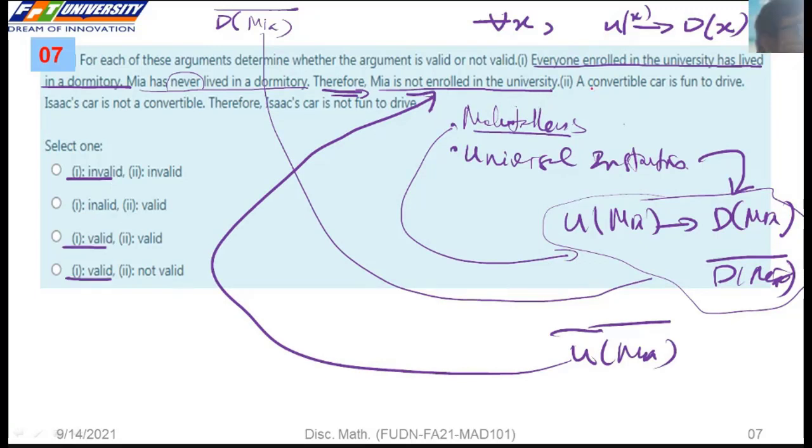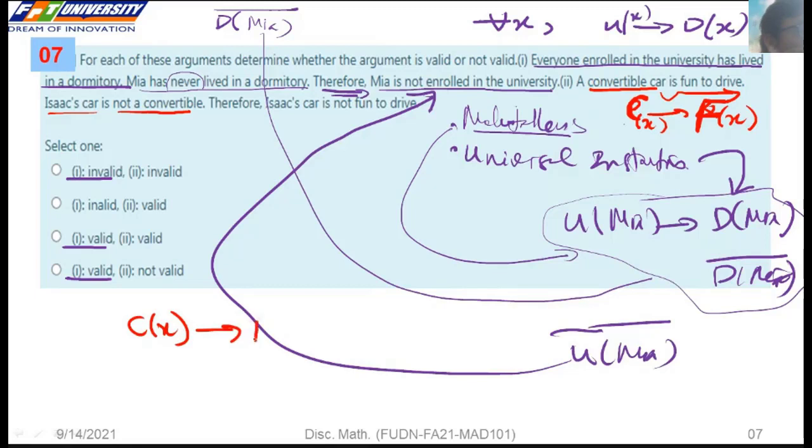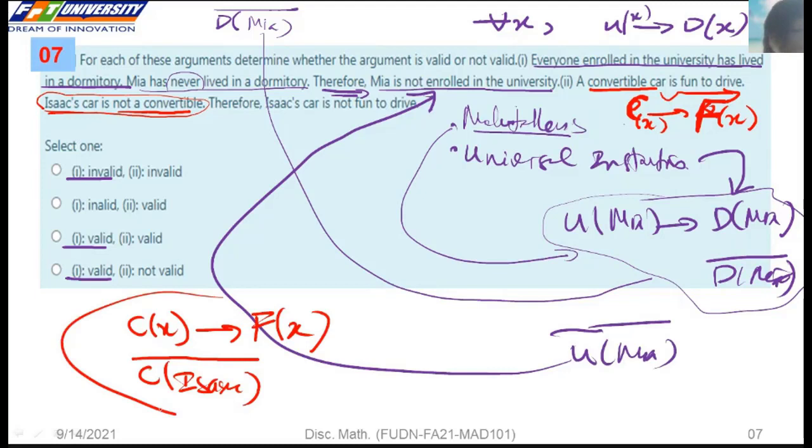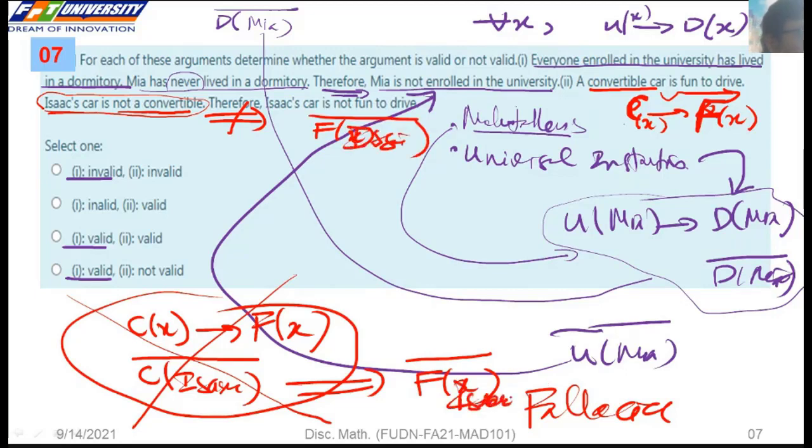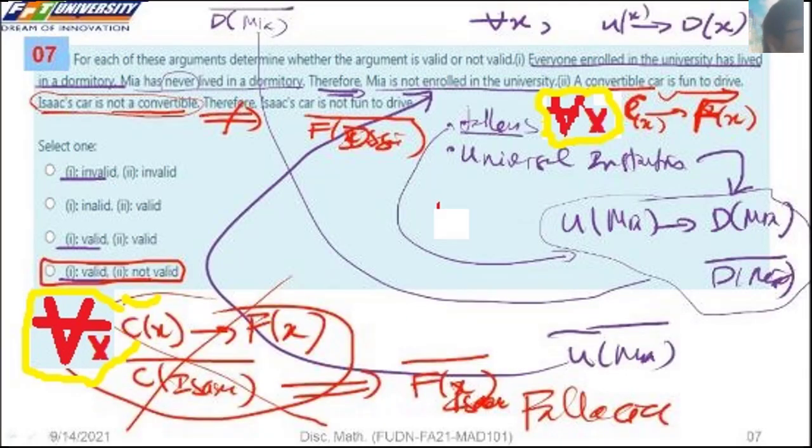The second: a convertible is fun to drive. So the first one, we have C of x imply fun to drive. And this car is not a convertible. It means it is not a convertible. So we cannot imply not fun to drive. This is a fallacy. We cannot conclude not fun to drive. So the second is not valid. So this is the correct answer.